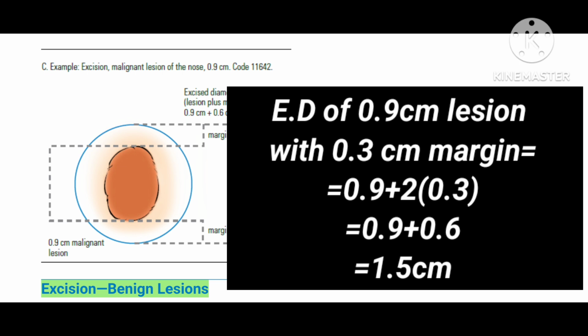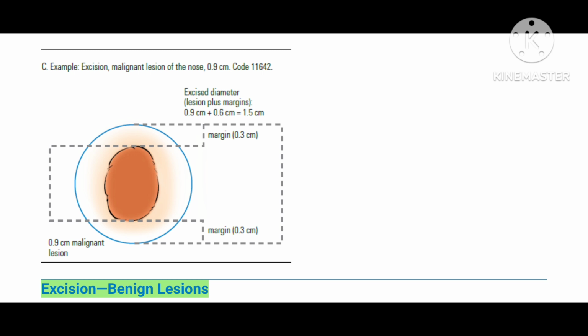For example, in our book, we can see so many pictures of excision of lesions. Under that, I'll explain one example. If I'm going to remove a 0.9 centimeter lesion with 0.3 centimeter margin, what is the excised diameter of the lesion? The excised diameter of the lesion will be 0.9 centimeter plus 2 times 0.3 centimeter, which is equal to 1.5 centimeter. So that is how you have to calculate the excised diameter of the lesion. And this is calculated like this because we are going to remove 0.3 centimeter margins from both above and bottom of the lesion. So you have to add that margin that has been removed on both top and bottom of the lesion.